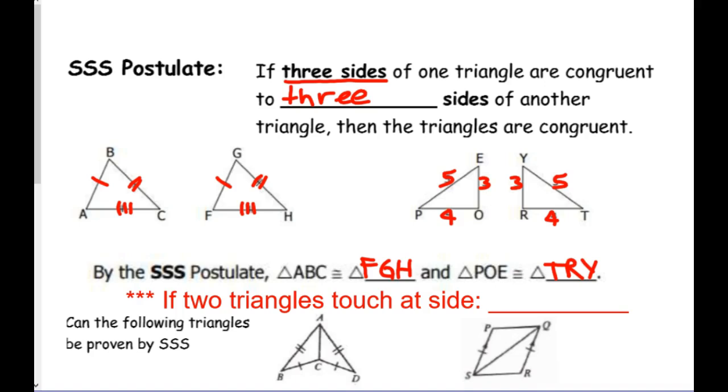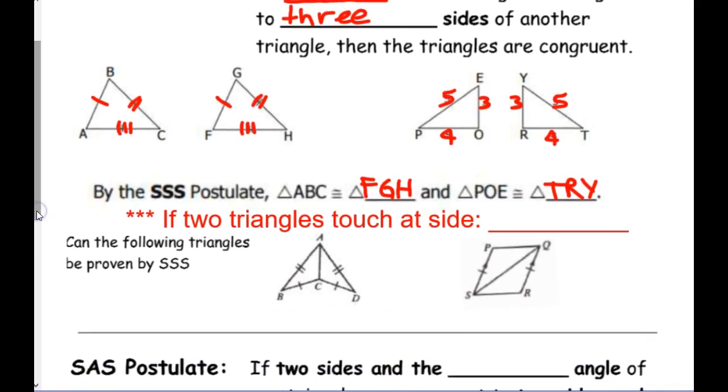Okay? So let's look at these 2 little examples right here. Can the following triangles be proven by SSS? Now, I want you to see, this is not on your sheet, but is everyone looking right here in the red? This is so important. If 2 triangles touch at a side, if they're touching, those sides are obviously equal, right? So look right here. Does everyone see that both triangles share AC? So obviously if they're touching, it's the exact same side.